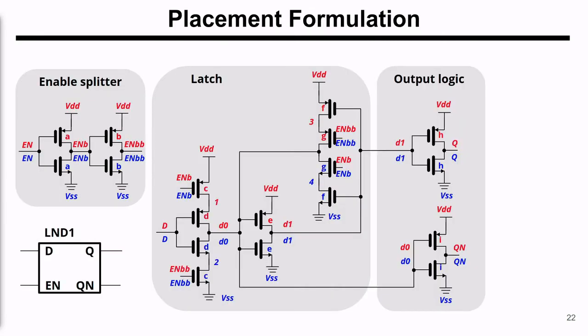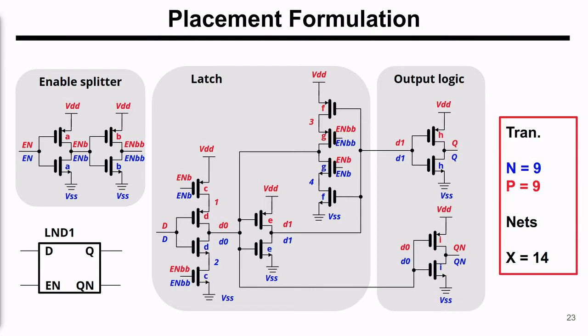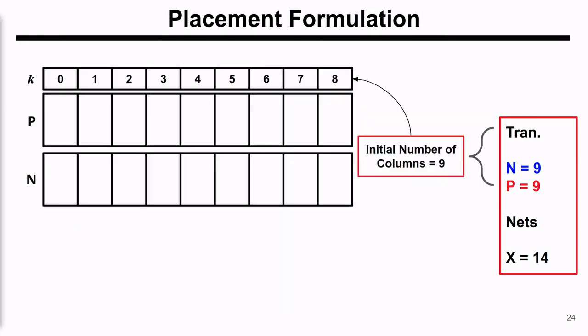Now, I will introduce you to the algorithm through an example. This is a typical schematic for the latch, which consists of the enable splitters, the latch, and the output logic. In this design, the number of P and N transistors is the same. We extract the number of transistors and the number of nets in the circuit. For this algorithm, we are going to position all the transistors in a double row architecture. The minimum number of columns for the positions is constrained by the maximum number of transistors in the P and N rows. For this example, we have 9 initial columns.